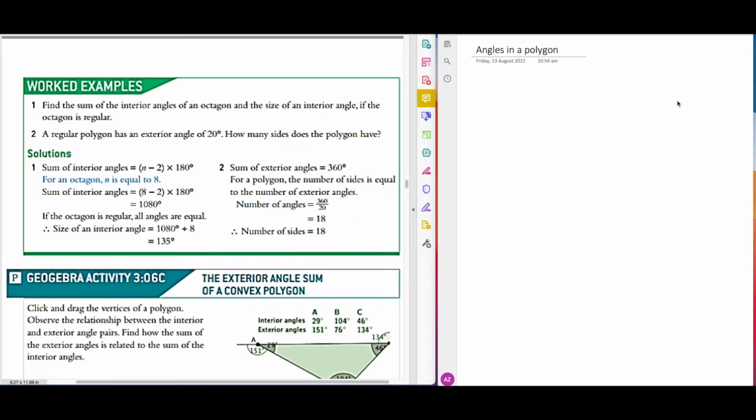Hello everyone, welcome back. So in today's lesson, what I'm going to cover is the interior and exterior angles of a polygon. And basically there's really only two formulas that you need to know. And hopefully it's pretty straightforward. Now just to give you a bit of background, what is an interior angle of a polygon?